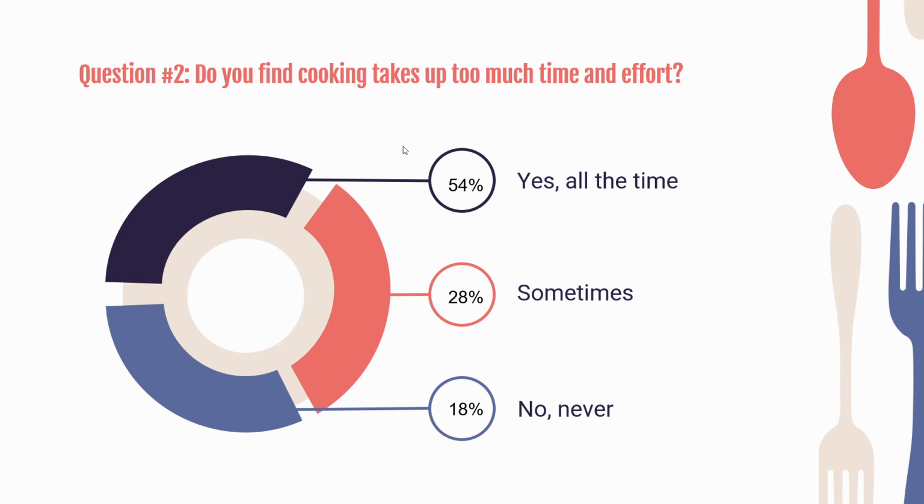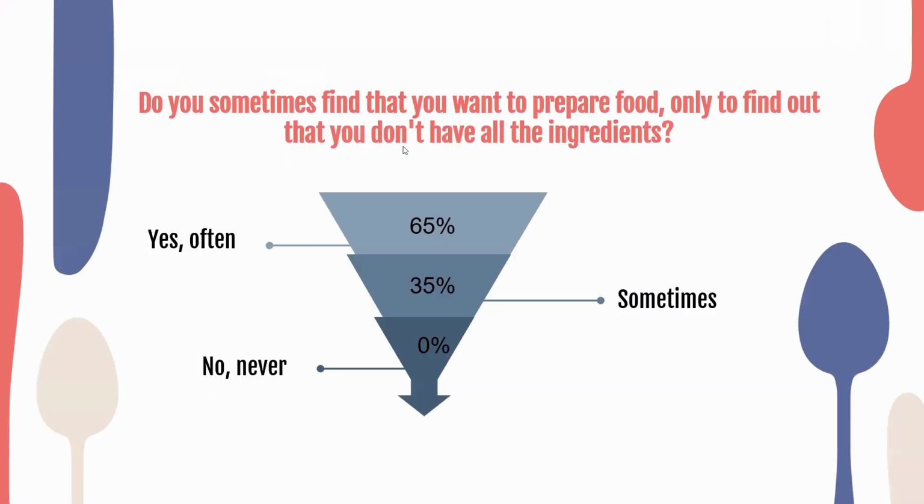And the next question was, do they sometimes find that they want to prepare food but they have limited ingredients, so they want to cook a food but they don't have enough ingredients? So we decided to help them by creating menus, more options for them to choose, that fit their ingredients. So let's switch to the causes and effects.